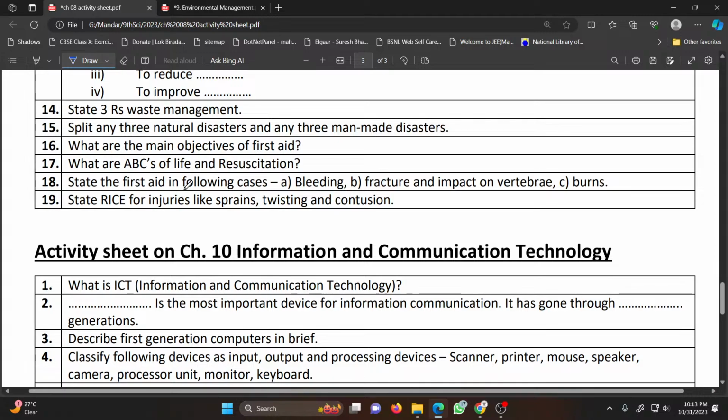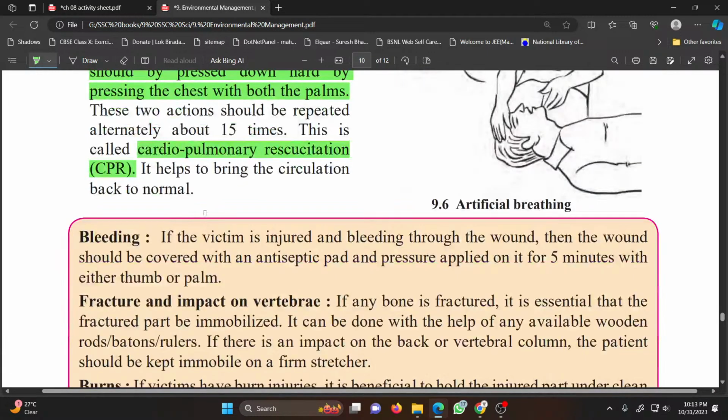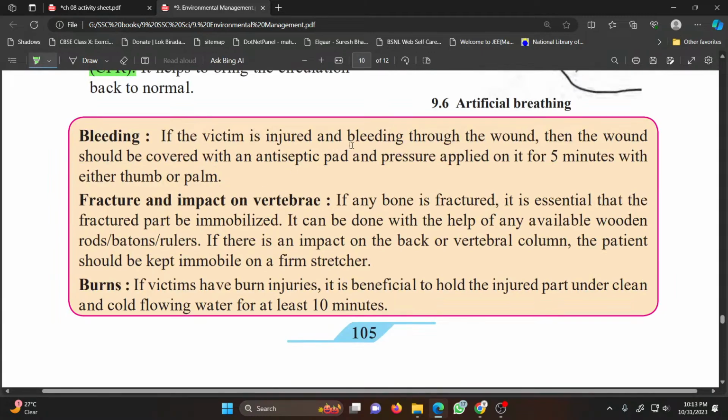What is the first aid in bleeding, fracture and burns? If the person is bleeding, then after cleaning the wound with clean water, an antiseptic pad and pressure must be applied on it for 5 minutes. If there is a fracture, the fractured part must be immobilized. It can be done with the help of a wooden rod, baton or ruler. If there is an impact on the back or vertebral column, the patient should be kept immobile on a firm stretcher.